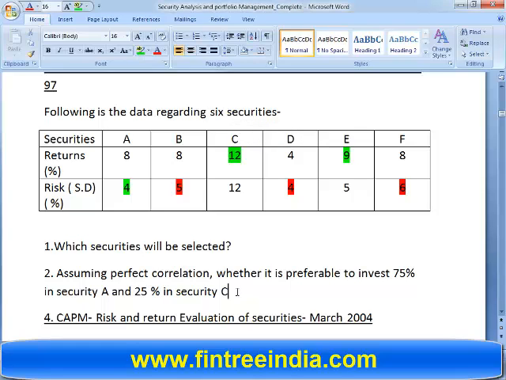Then let's start solving part B of the question. Assuming a perfect correlation, whether it is preferable to invest 75% in security A and 25% in security C. Now tell me, if it's a perfect correlation, how do you calculate portfolio standard deviation? Perfect correlation means positive 1. So how is portfolio standard deviation calculated?